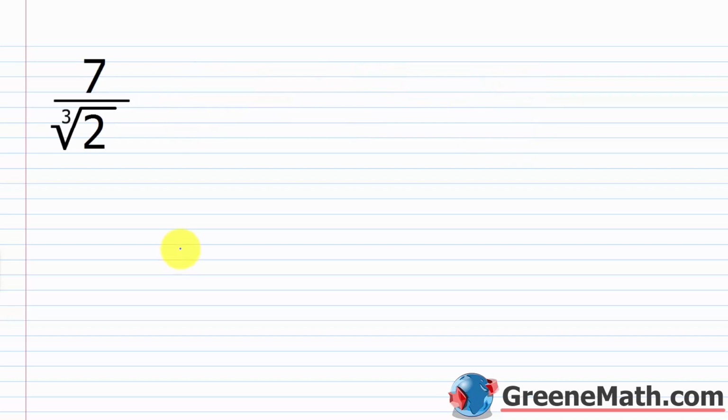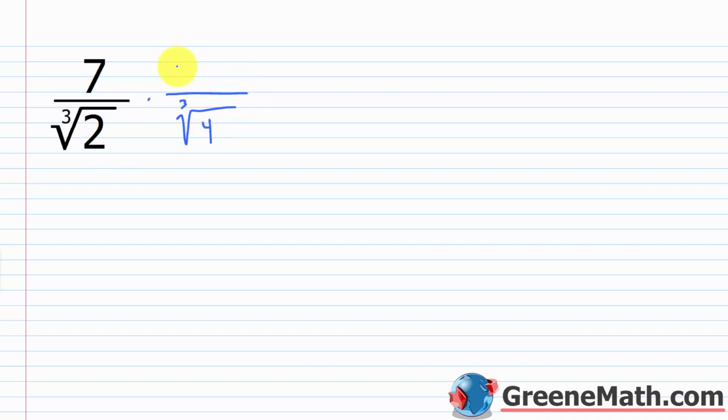All right, for the next one, we're going to look at one with a higher level root. So we have 7 over the cube root of 2. And essentially what I want to end up with is something in the denominator that's the cube root of something that's a perfect cube. So if I think about 2 times 2 would be 4, 4 times 2 would be 8. So I want to end up with the cube root of 8 because 8's a perfect cube. So I'm going to multiply this by the cube root of 4 because 2 times 4 would give me 8.